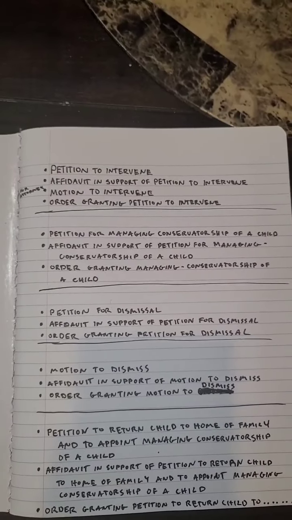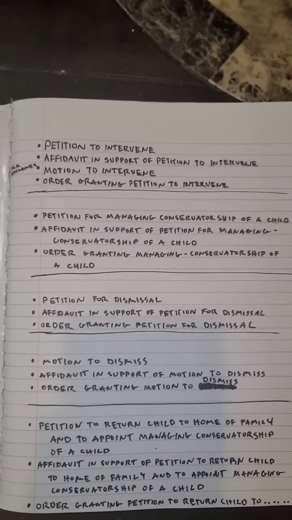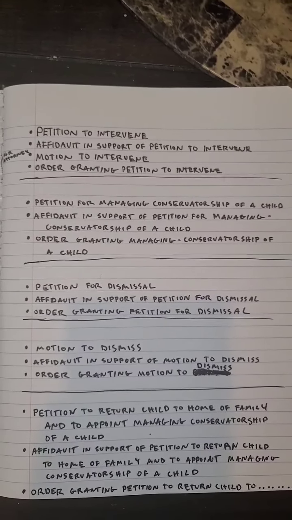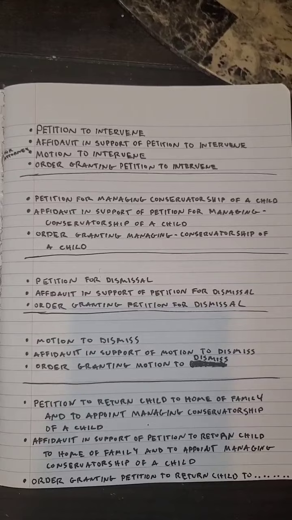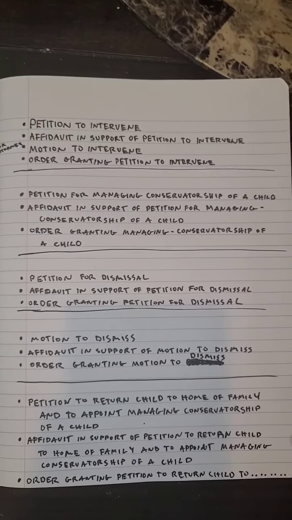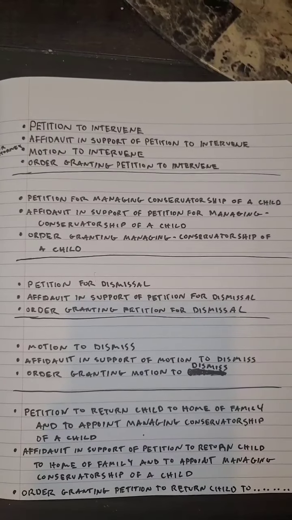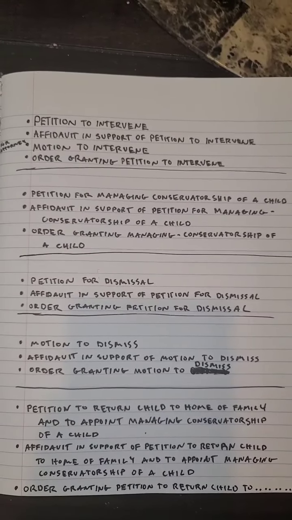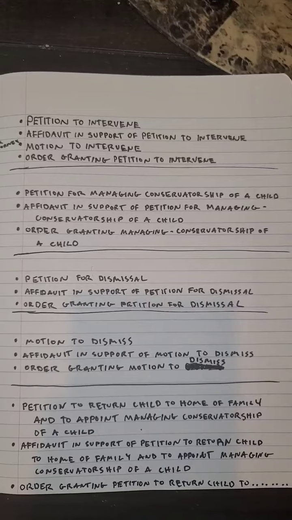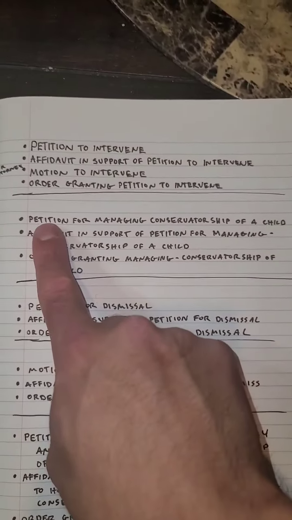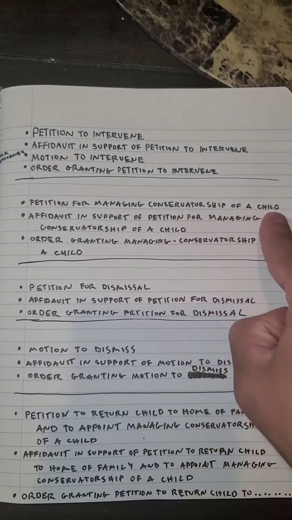You're basically asking the court to be granted sole managing conservatorship of the child, right? Mom and dad are not going to have possessory rights. You're just trying to cancel out mom and dad so that there won't be any concerns with the department. If that's what you want to do, the title of the document should be: a petition for managing conservatorship of a child.